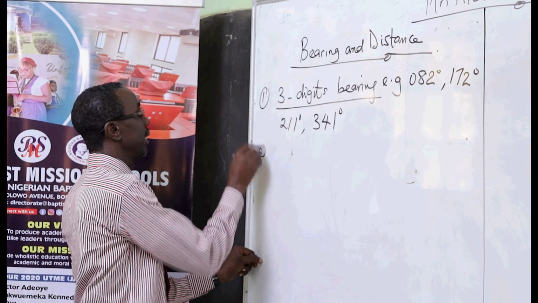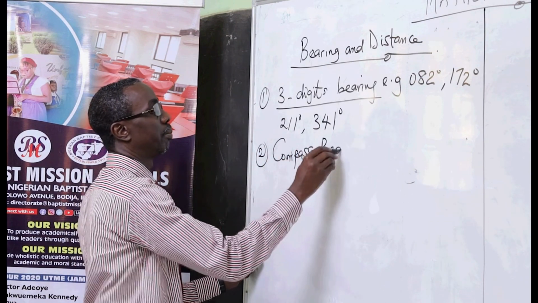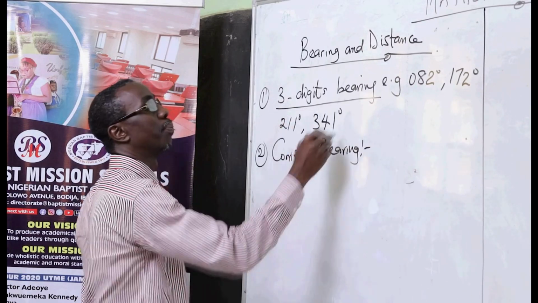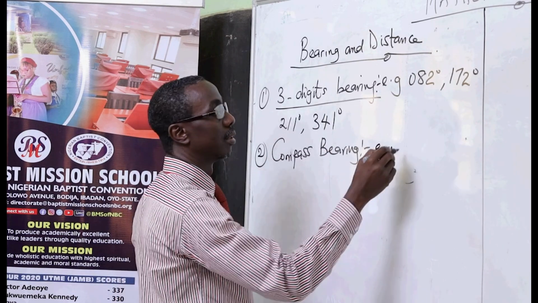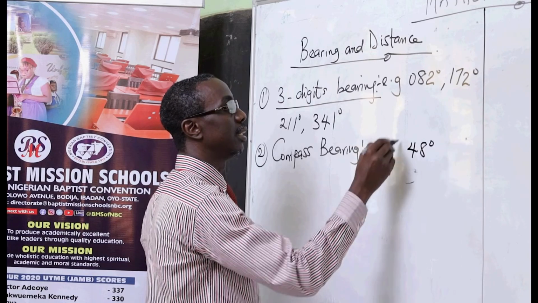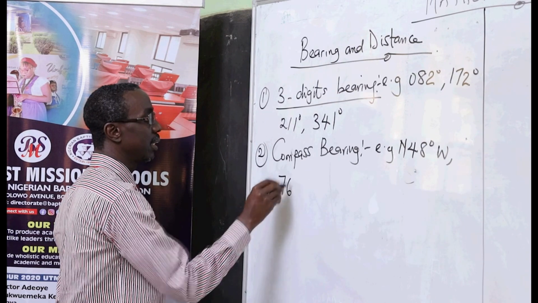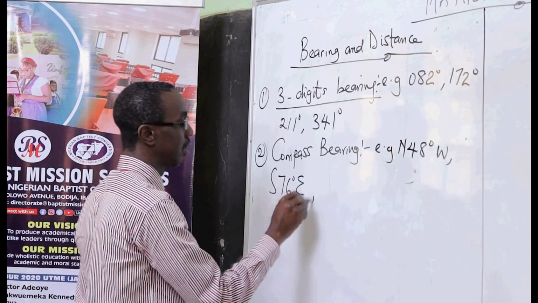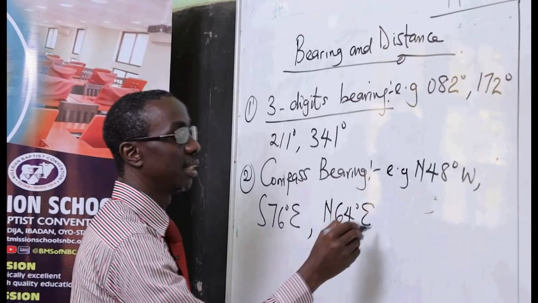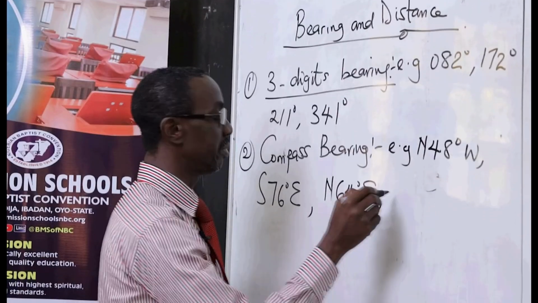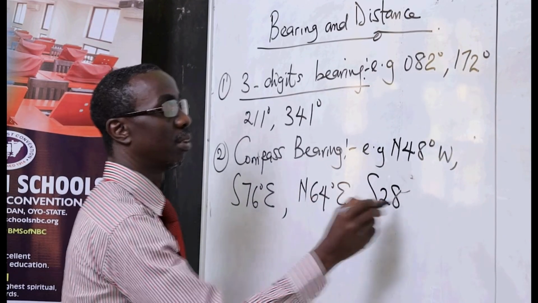The second type of bearing is the compass bearing. An example of this can be 48 degrees north of west, 76 degrees south of east, 64 degrees north of east, and maybe the last example can be 28 degrees south of west.